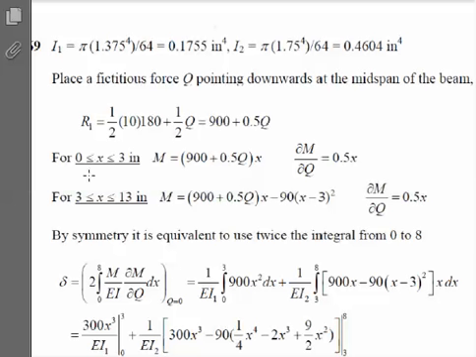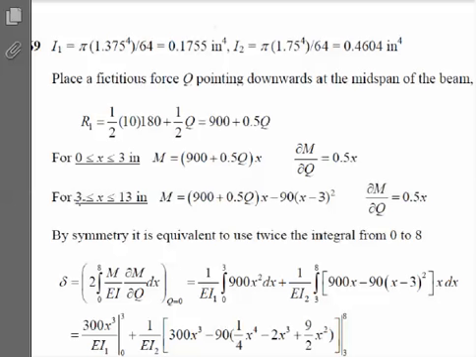So in the range 0 to 3, where we have no additional load being applied except the reaction, the moment is our reaction number 1, which is this, times X. And then the partial of this moment with respect to Q is going to be that 0.5 times X. Then in the next region, we have to have another region for two reasons.